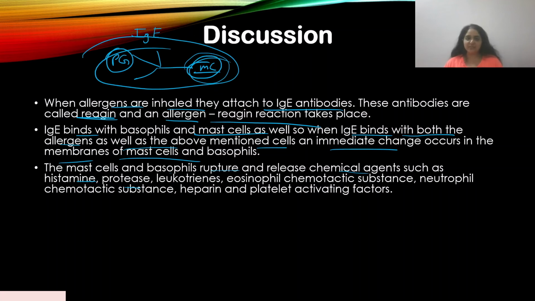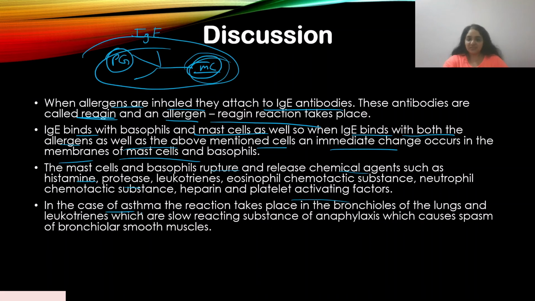neutrophil chemotactic substance, heparin, platelet activating factors. You know, the chemotactic substance of eosinophil and neutrophil means they attract eosinophils and neutrophils towards them. It's an ability. There are certain substances which attract eosinophils, that's eosinophil chemotactic substance, and neutrophil chemotactic substances attract neutrophils. So they're calling eosinophils and neutrophils to come save us. Basically, all these chemical factors are released.